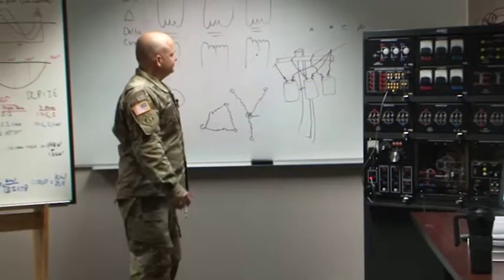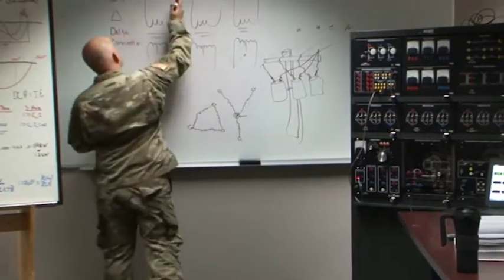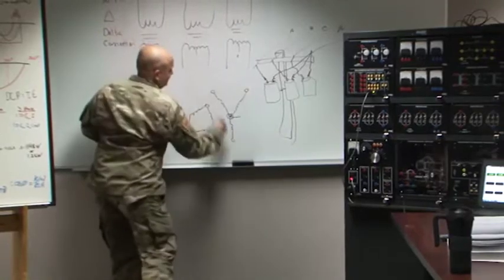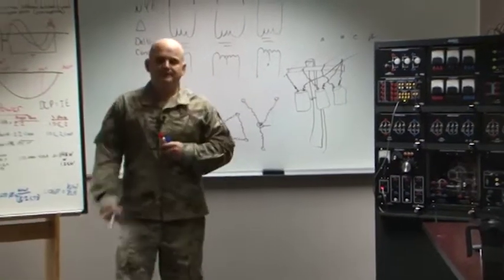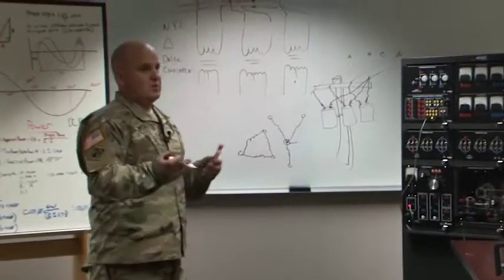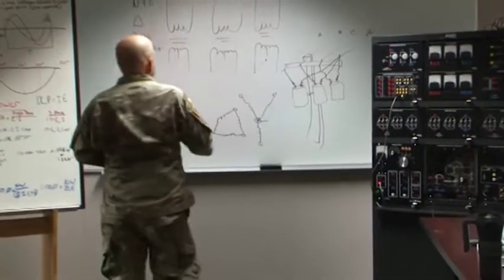Like so. That would be the equivalent of this, which is the equivalent of this connection. All right? So now that's the Y side, and I can do the same thing with the delta side.